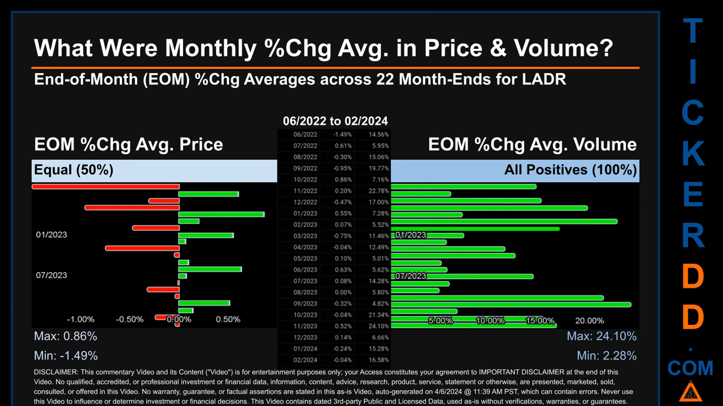Price saw an end-of-month max of 0.86% in average percentage change along with a minimum of -1.49%. For volume, the maximum and the minimum monthly percentage change were respectively 24.10% and 2.28%.